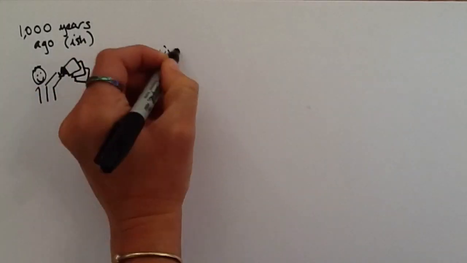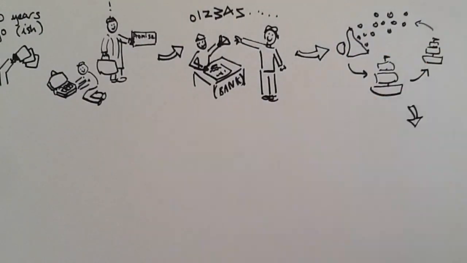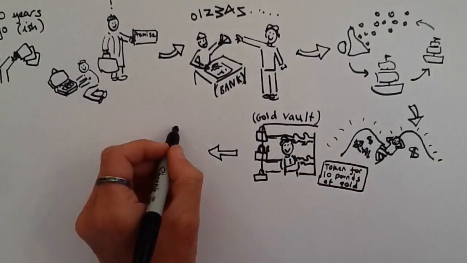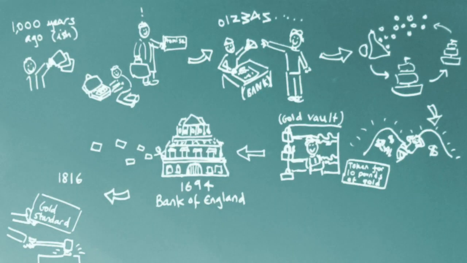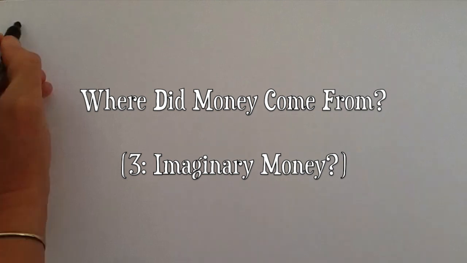But then we started using paper money. It was easier to carry, but unlike metal coins, it had no value in itself. It was just a promise. In a way, money had become a figment of our imagination. But as you'll see in this video, things were about to get a whole lot more imaginary.